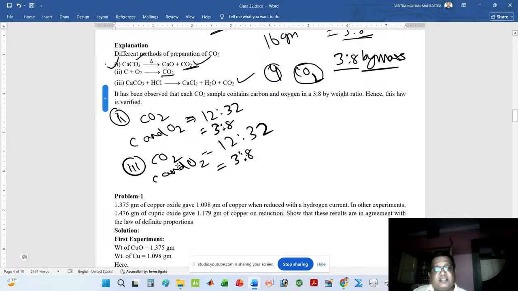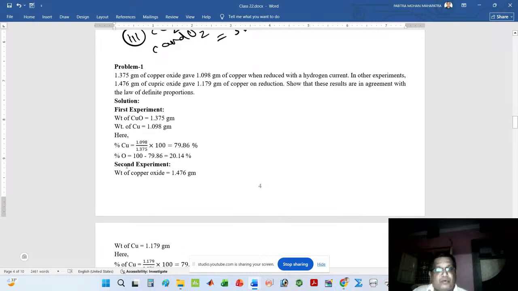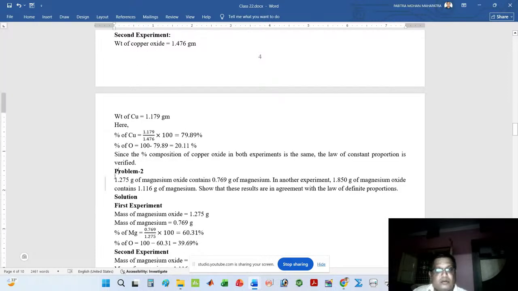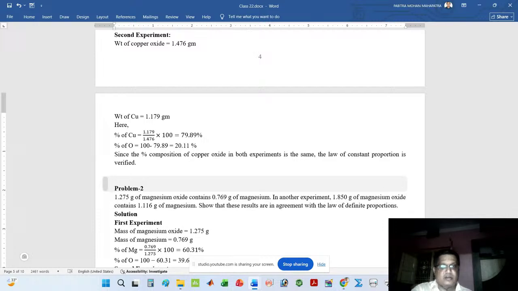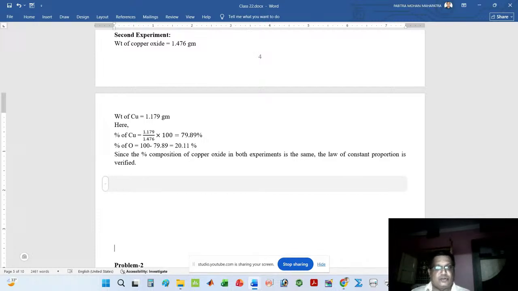This is the explanation. Now move to the problem. Look at the problem carefully. Then you will be able to find the solution.